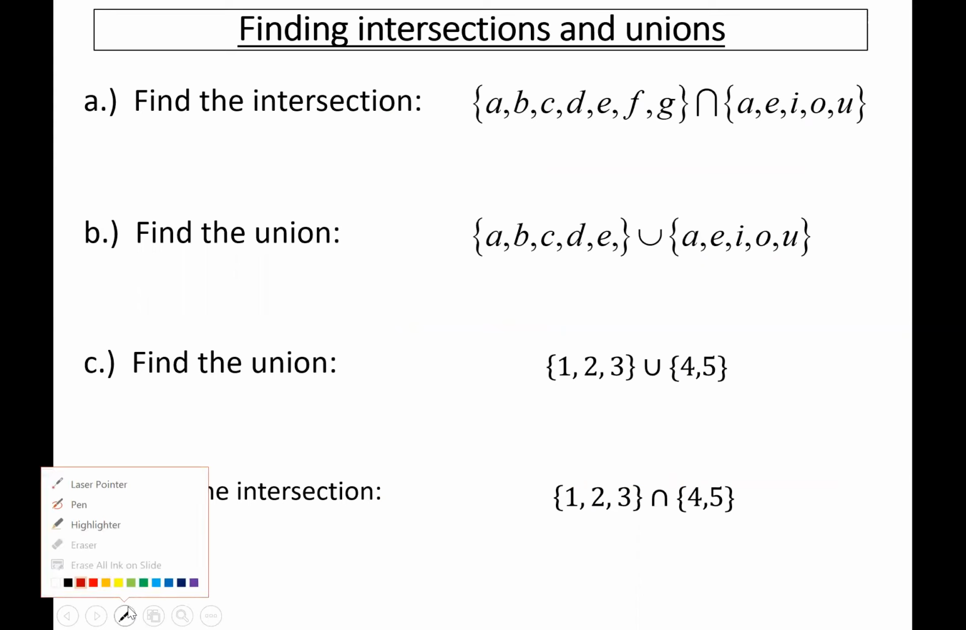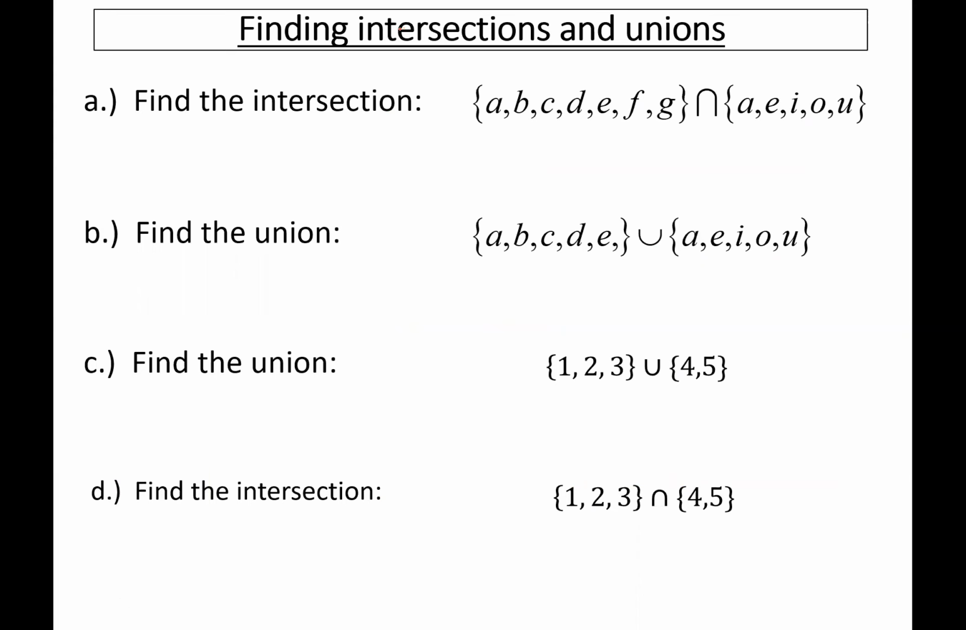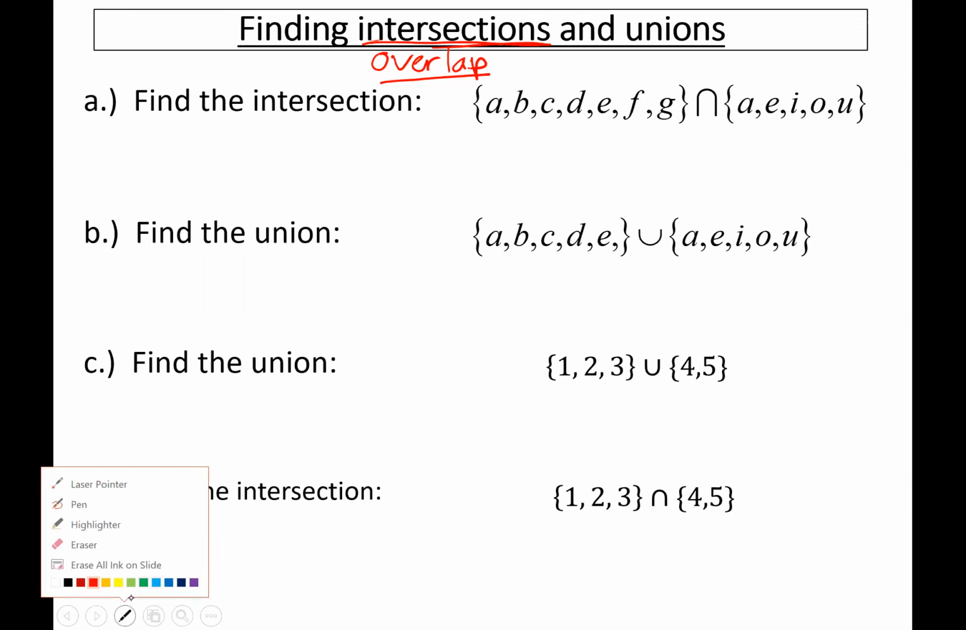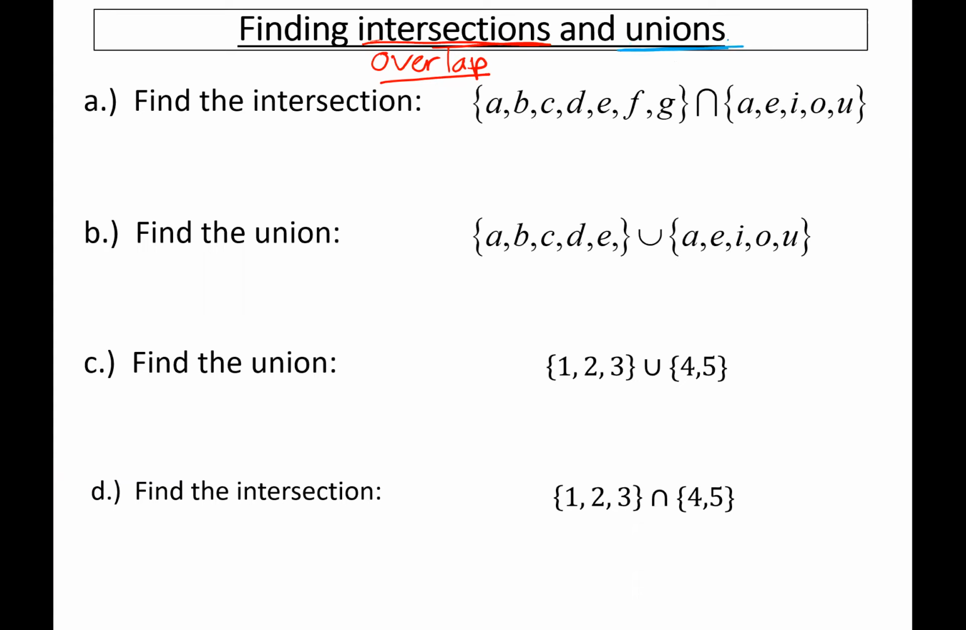So just to kind of remind us of what those things are, intersection, that's when we're going to include the overlap only. Whereas a union, that's when we include all of both sets. So I'm going to say include everything. Okay, so I just jotted down a couple of words up here. So intersections, we only include the overlap. Unions, that's when we include everything. So here's the first question.